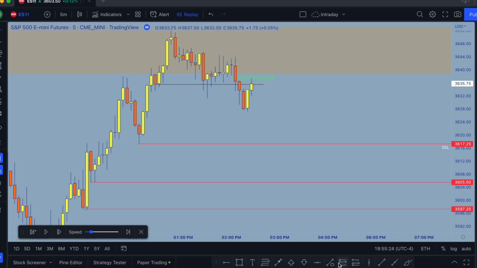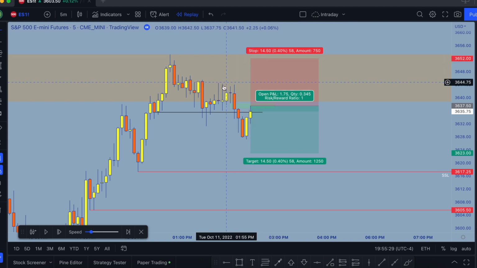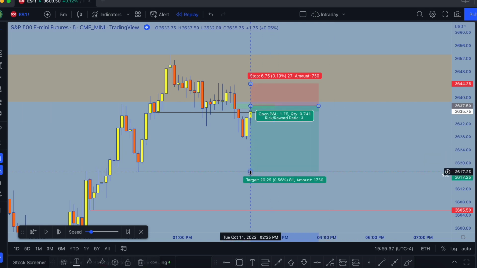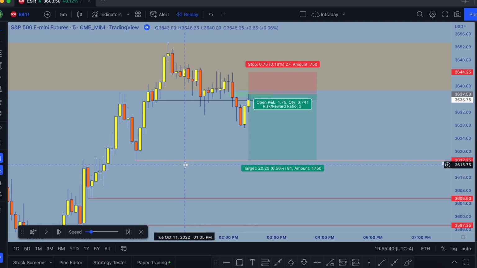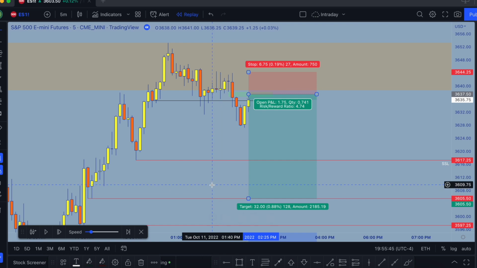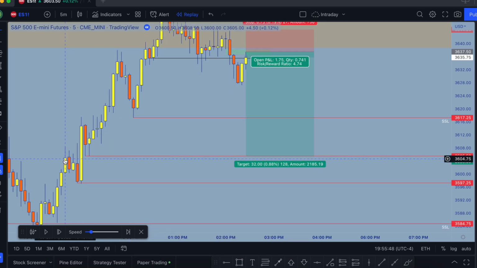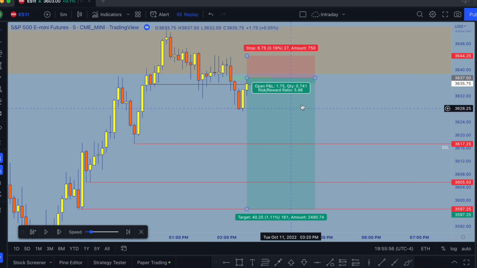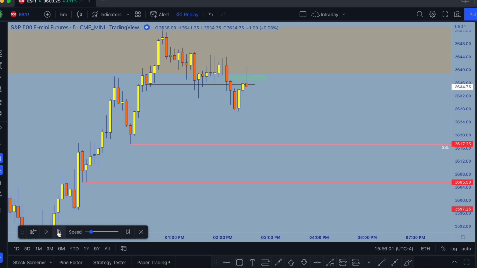You take the short, you can enter in this gap, have your stop above these highs, 6-point stop, 20-point target for your low hanging fruit, which is crazy, 32-point target for your next sell side liquidity, 40-point target for your next level, which obviously these would only be runners. Do not hold your full position for 40 points because you will not get it every time. But let's see what happens.